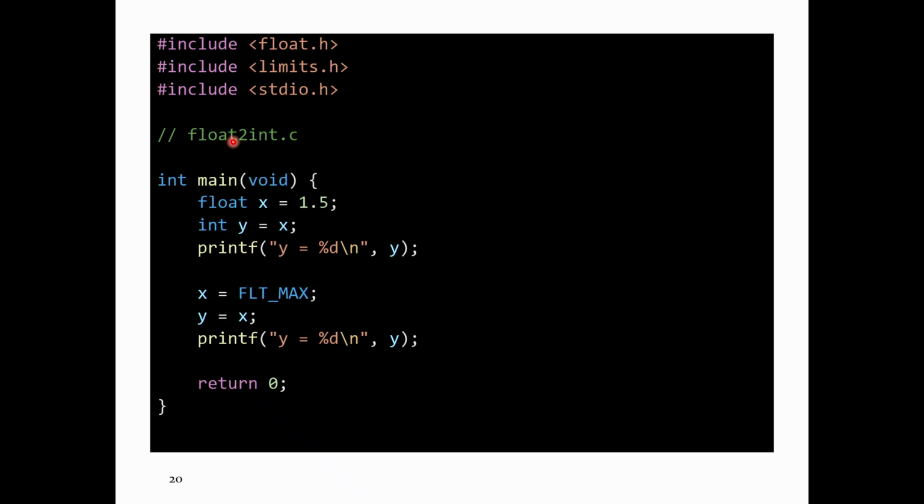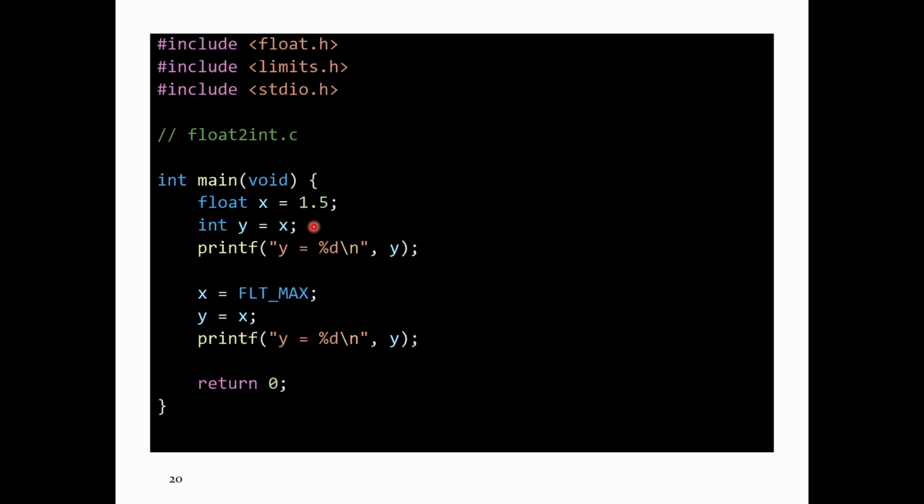So here's a little program that converts a float to an int. Here the float value is 1.5, and I'm going to store the value of x in y. Again, the compiler doesn't warn you that something funny might happen here. It will happily let you store a float into an integer variable. In Java, the compiler flags an error. If you write that statement, it'll tell you that there's a narrowing conversion without a cast. In other words, it'll make you do the cast yourself.